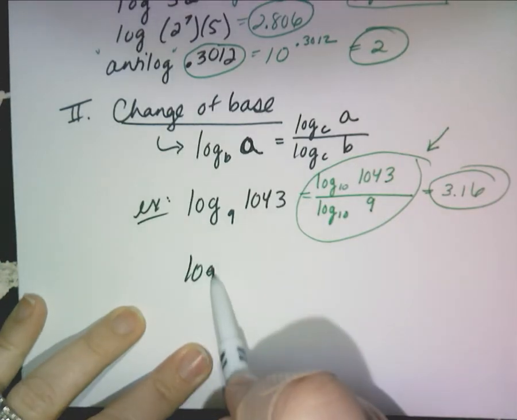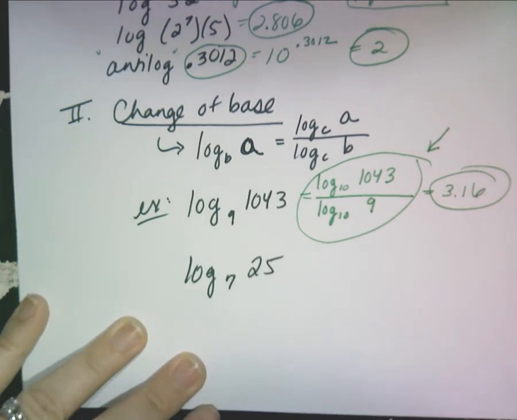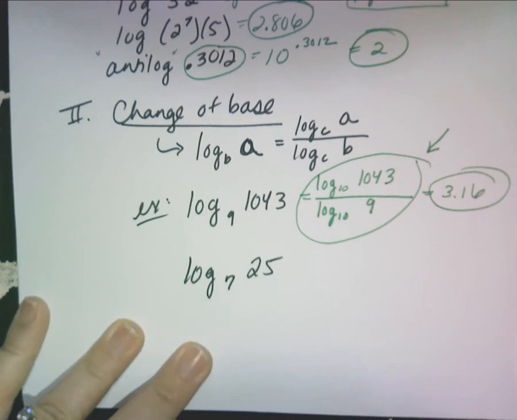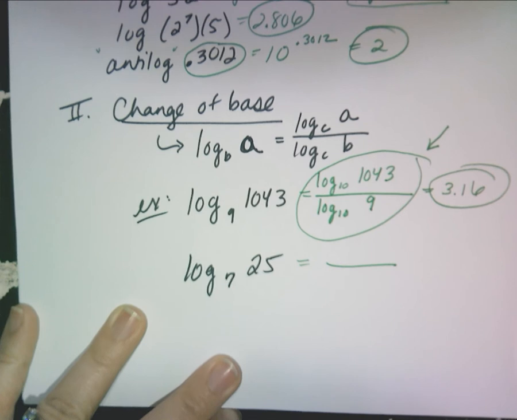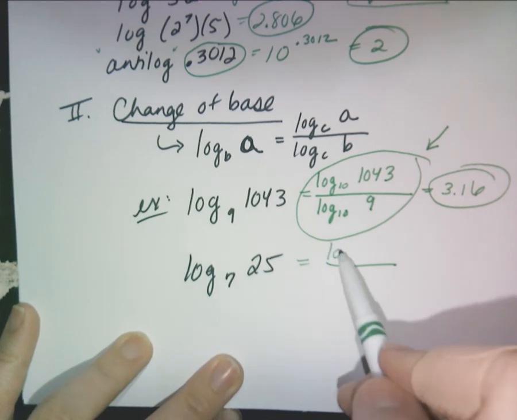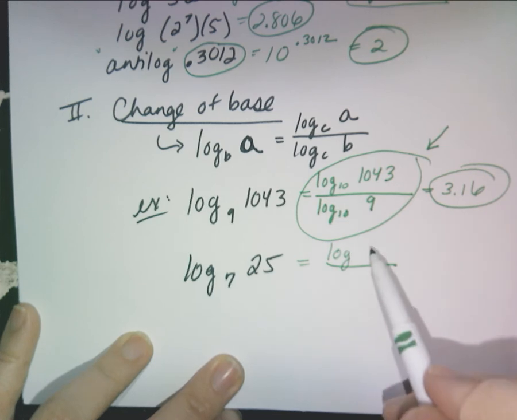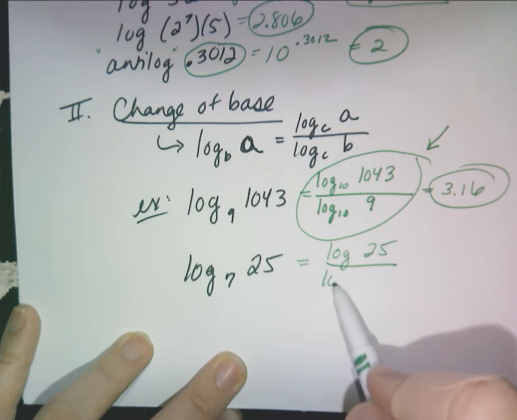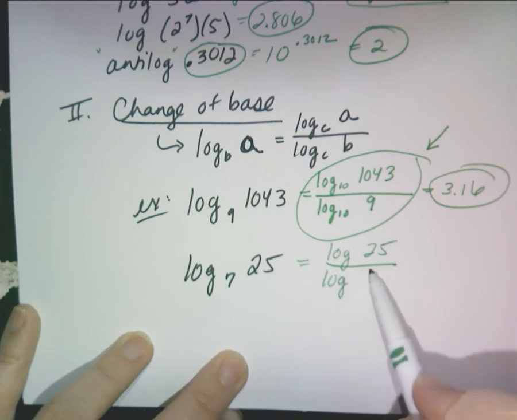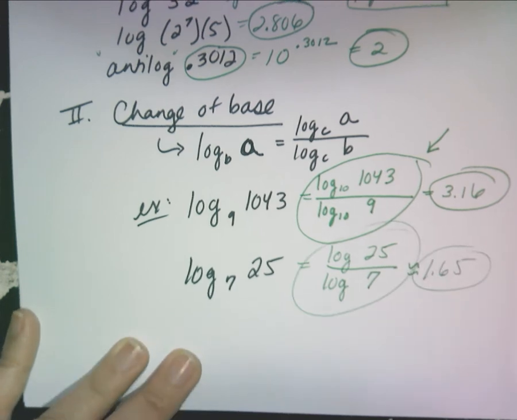What if I wrote log base 7 of 25? How could you change that for me? What would be on the top? Log base 10 of 25, okay. And again, you don't have to write the base 10. I did in the previous example, but it's understood. Over log of what? 7. And if you do it right, your answer should be about 1.65. But I do want to see them both.